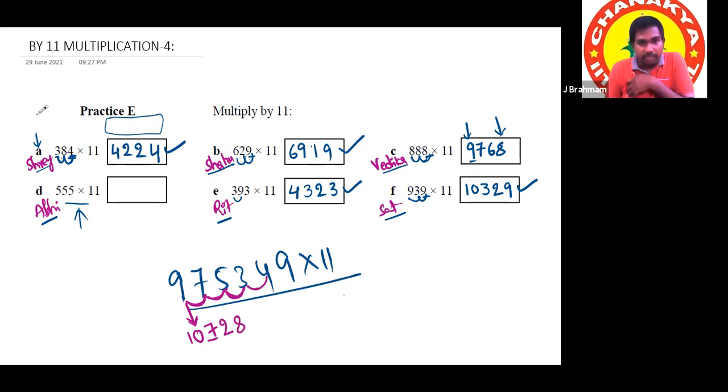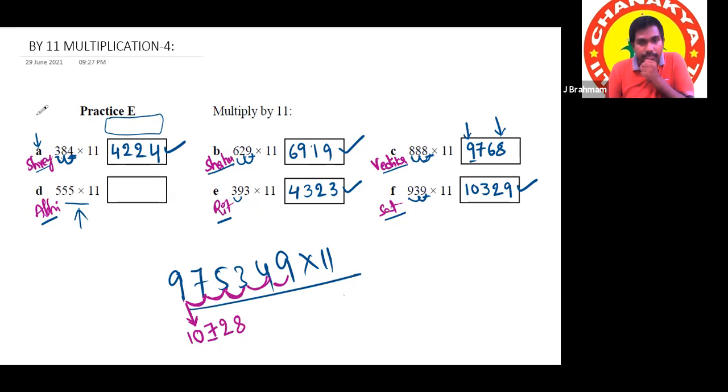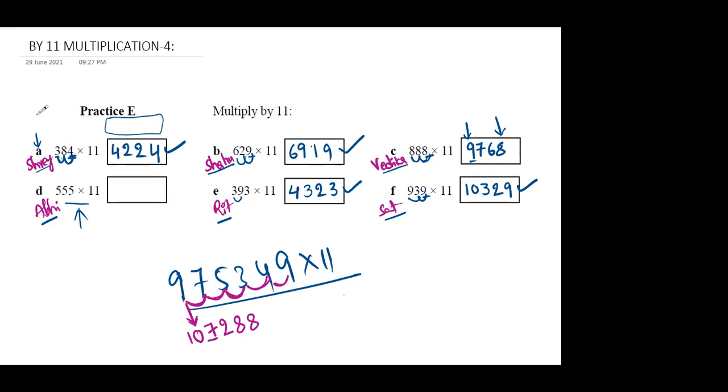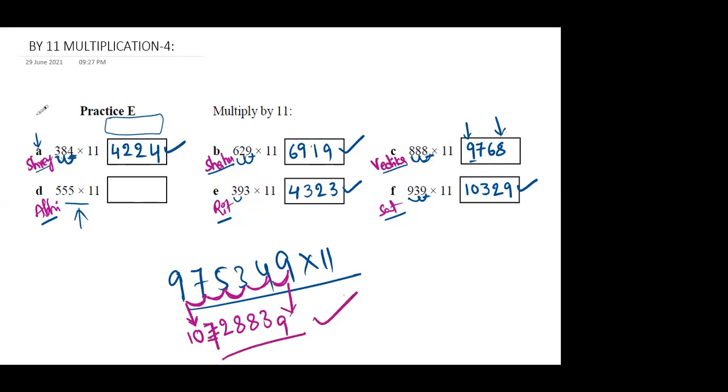Next, 3 plus 4, how much? 7. Is there any carry in the next place? Yes, sir. Yes, there is a carry, so we'll write 7 as 8. Next, 4 plus 9, end number 3. 3, and the last digit 9. Okay, right. Now your solution.